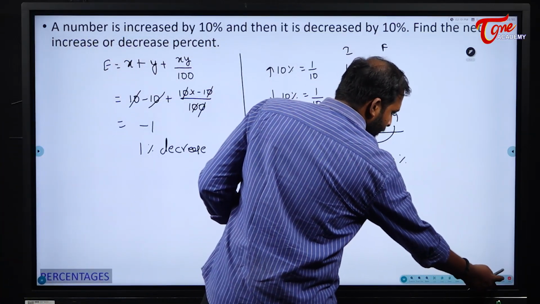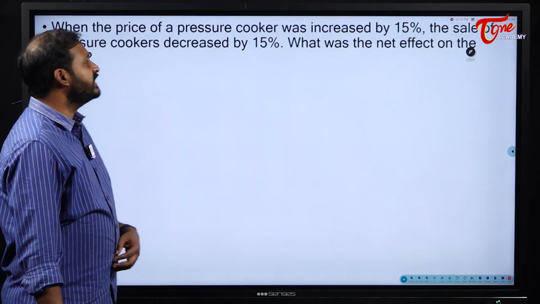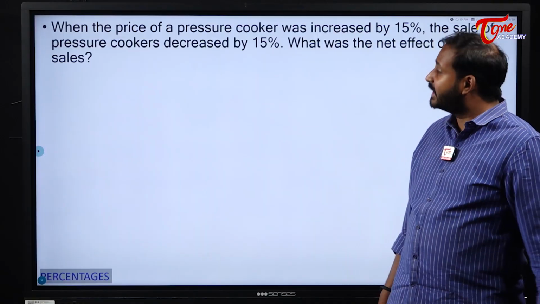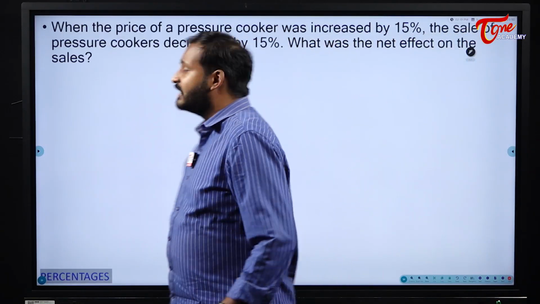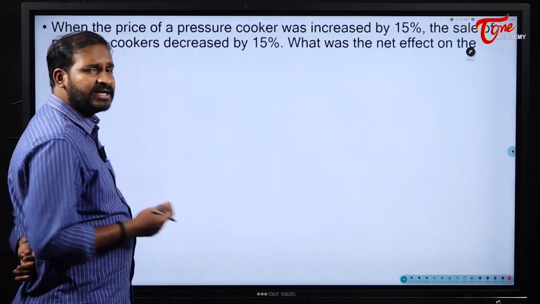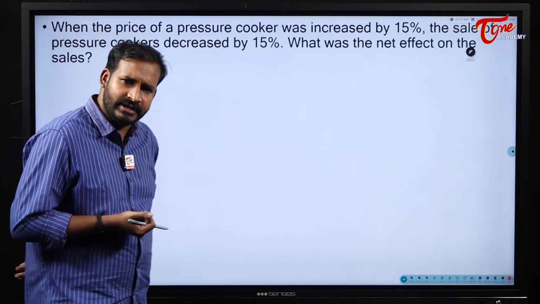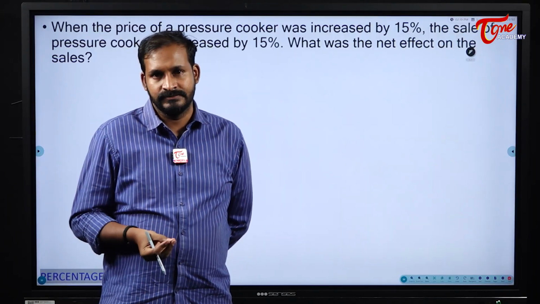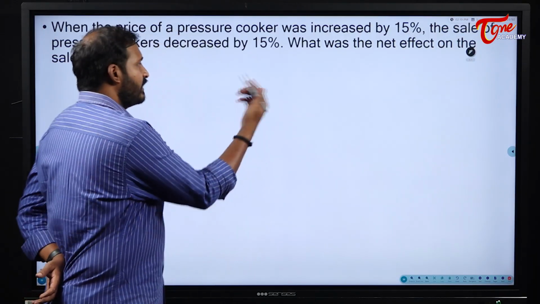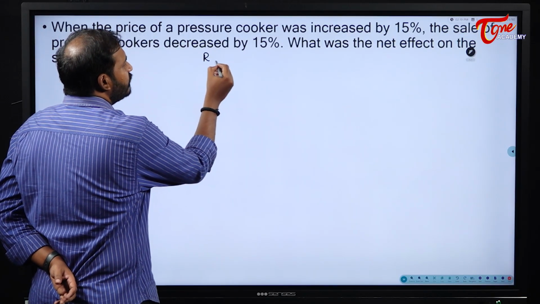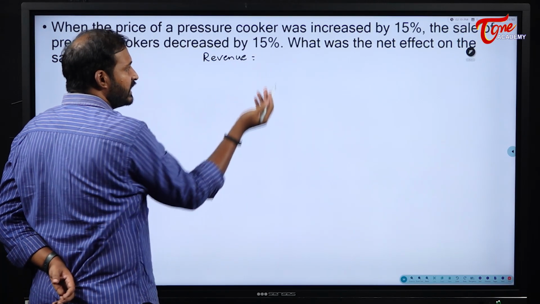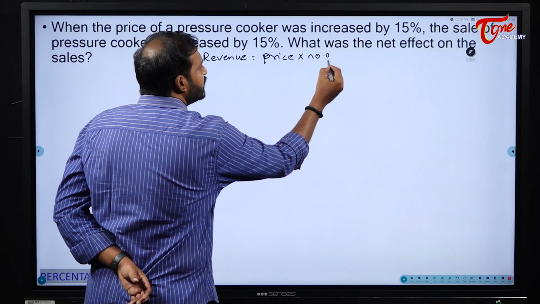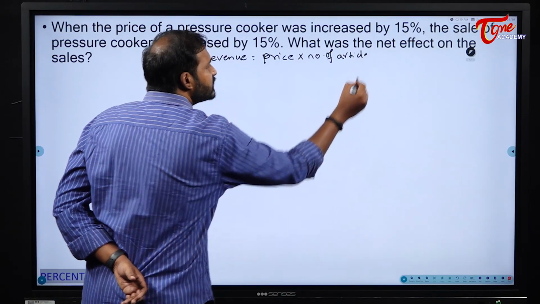Okay, next one. Now see here, when the price of the pressure cooker was increased by 15%, the sales of the pressure cooker decreased by 15%. What was the net effect on the change? Now see here, net effect in the sense, how do we usually calculate our revenue? Usually we calculate our revenue, or the amount which we get in return, by price into number of articles sold, right?